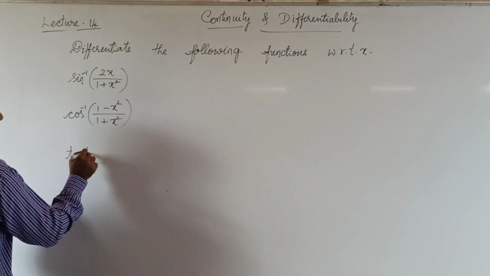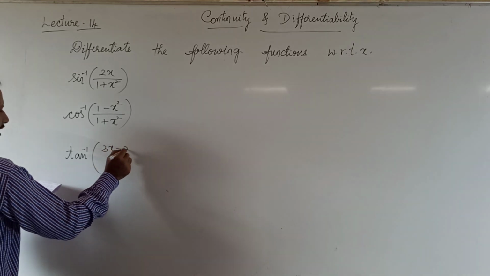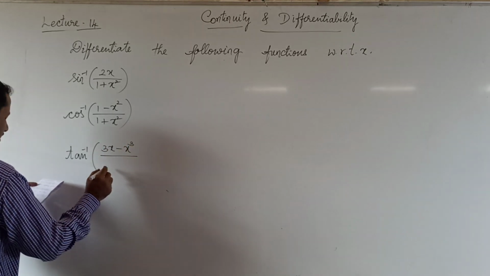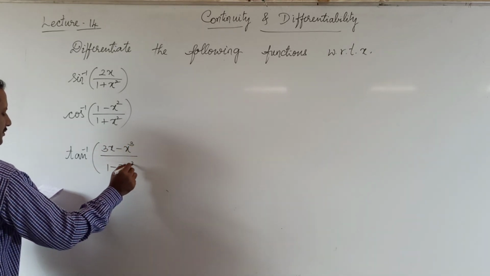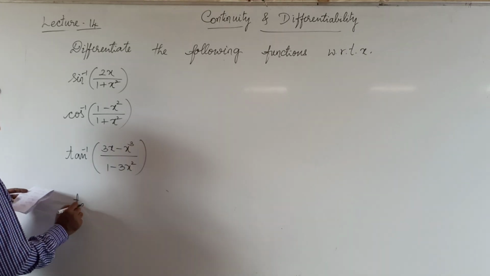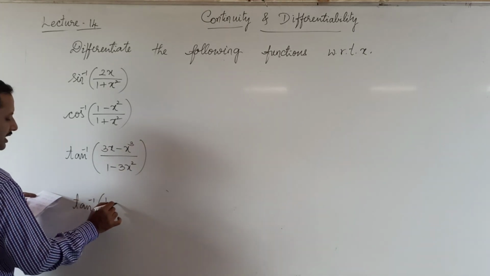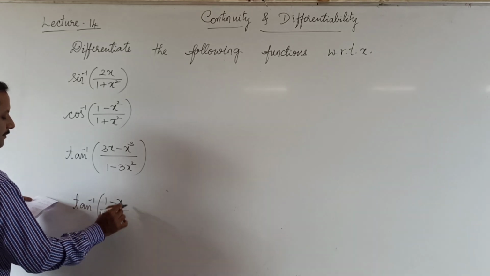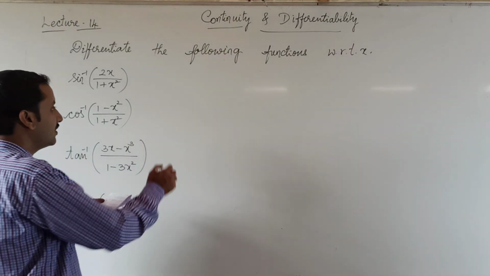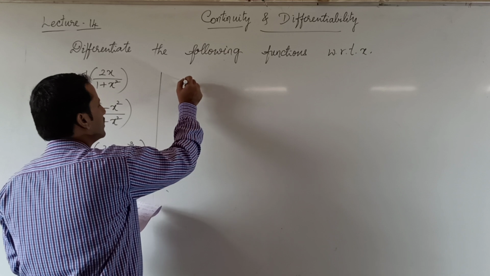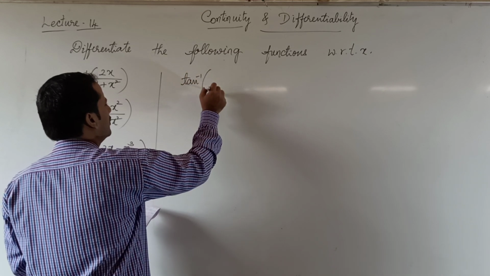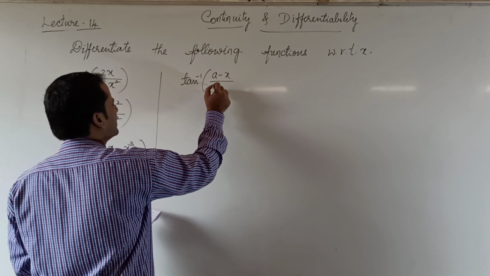Tan inverse of 3x minus x cube divided by 1 minus 3x square. Tan inverse of 1 minus x by 1 plus x. Tan inverse of a minus x by a plus x.